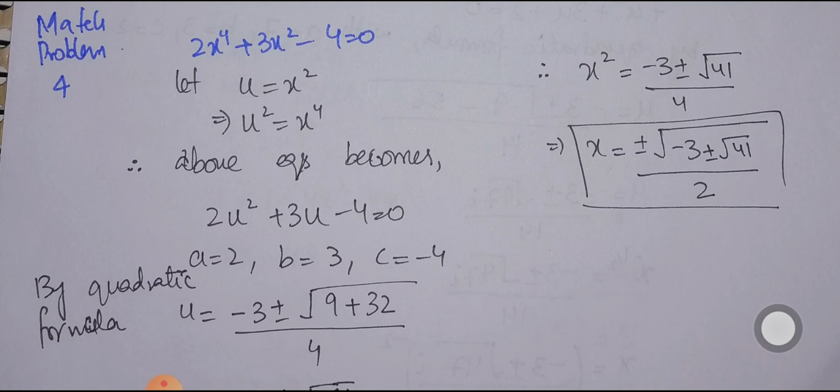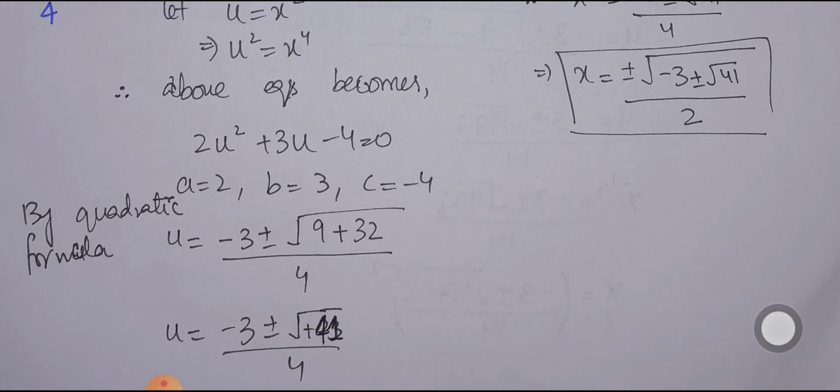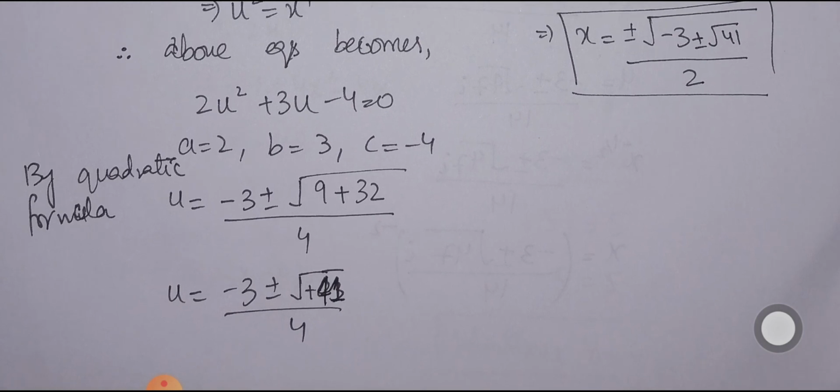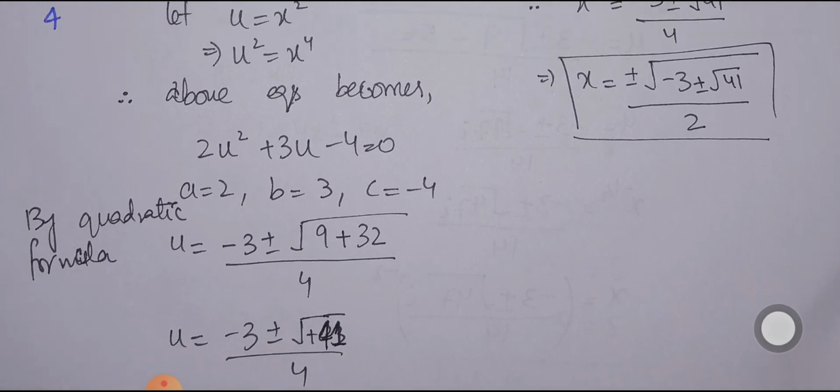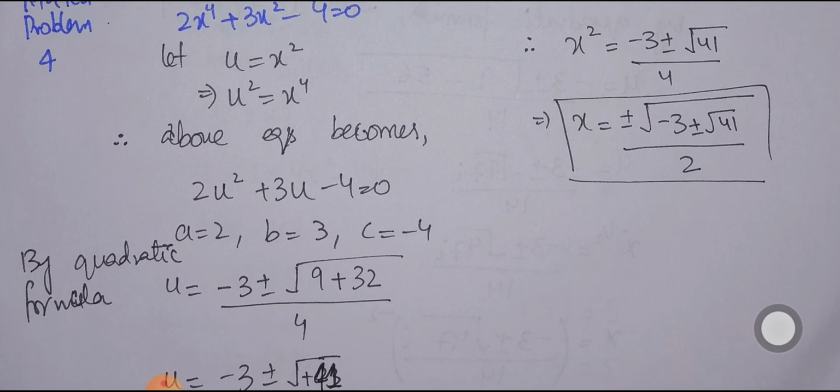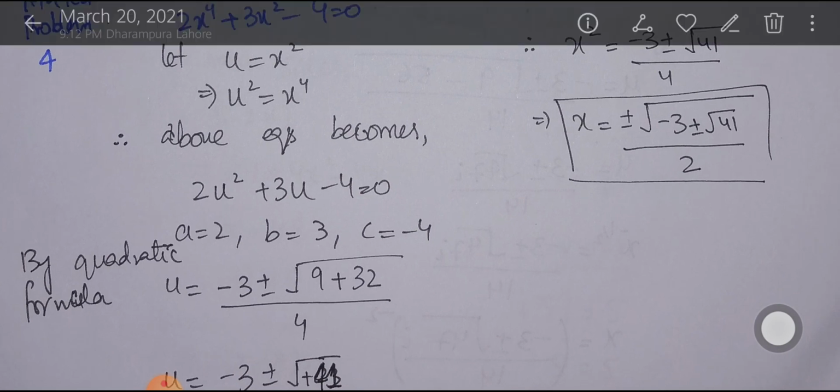u is equal to minus 3 plus minus square root of 41 by 4, but this is the solution for u, not for x. So for this I'm going to put the value of u over here, that was x square. Now taking the square root on both sides, I will get the value for x.